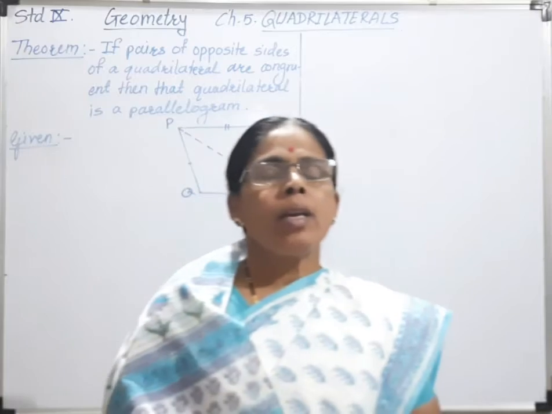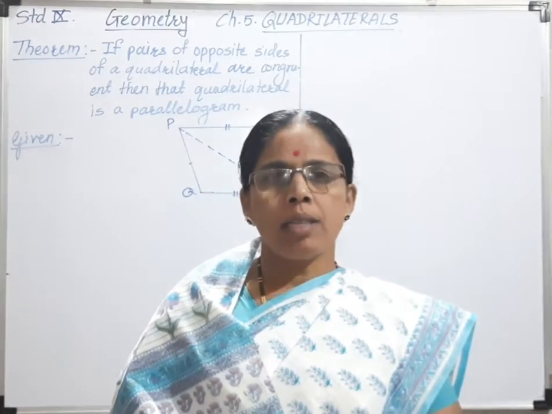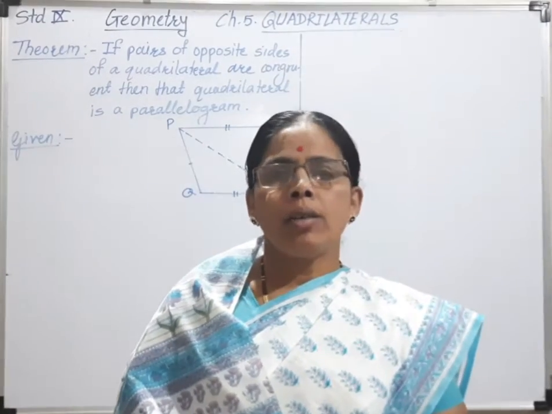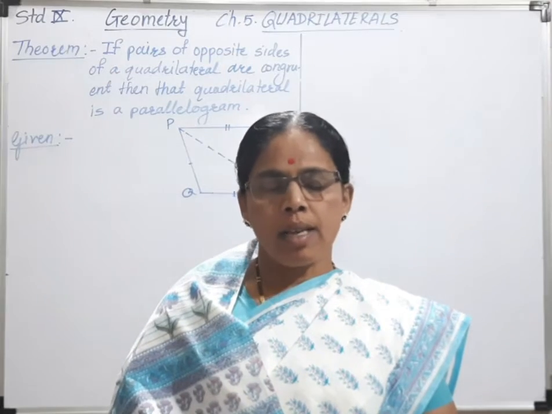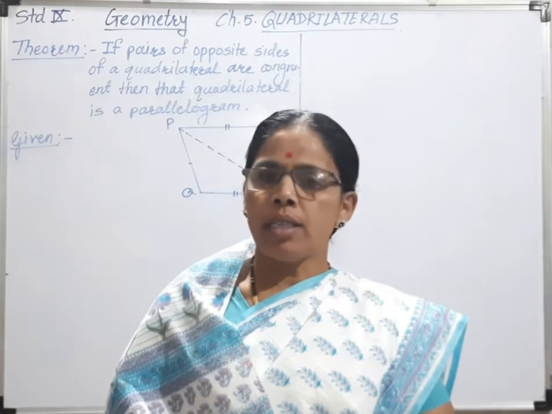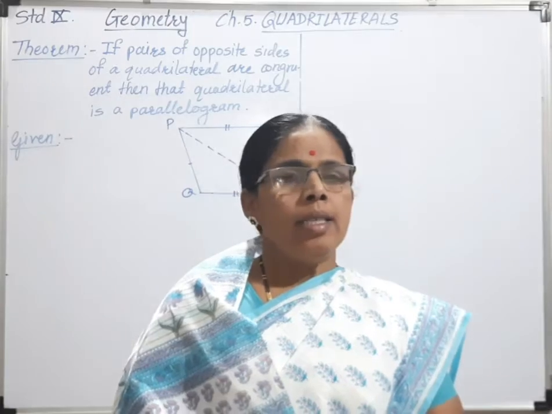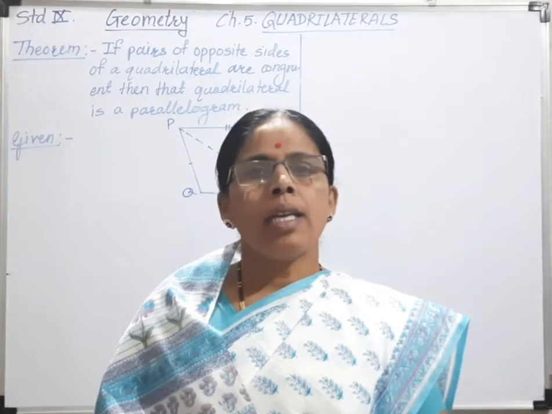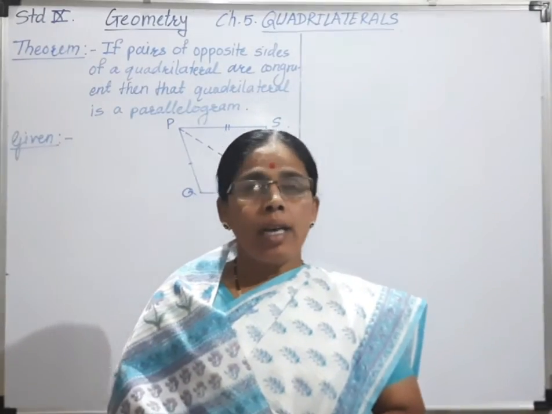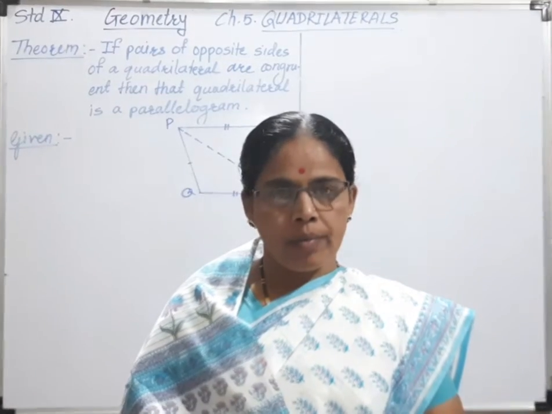Hello students, in the previous class we learned the tests of parallel lines and angles formed by these two parallel lines. In that we learned if any two parallel lines are intersected by a transversal and a pair of corresponding angles is congruent, then these two lines are parallel to each other. The second property we learned is that if two lines are intersected by a transversal and a pair of alternate angles is congruent, then these lines are parallel to each other.